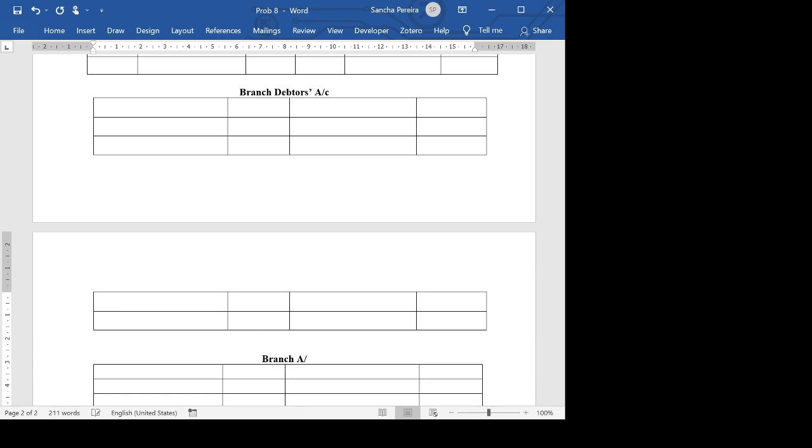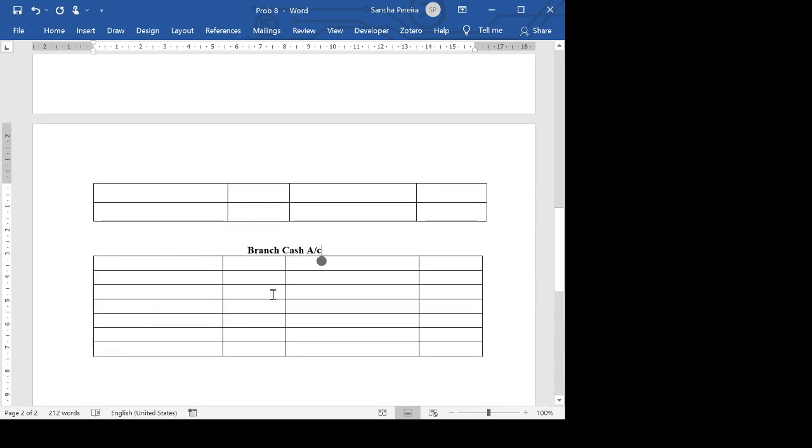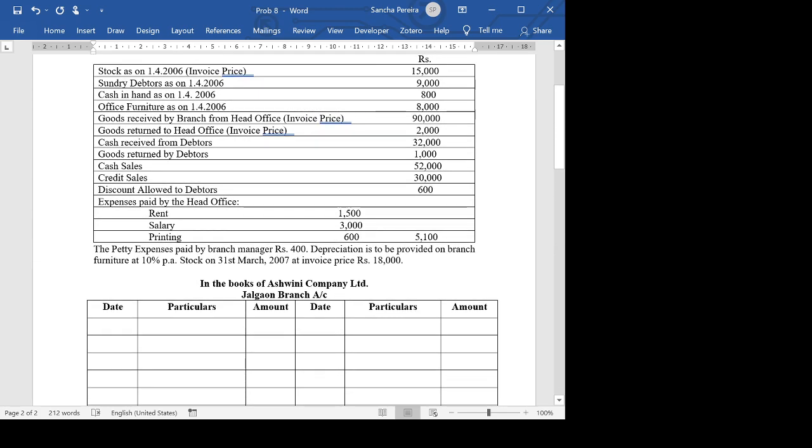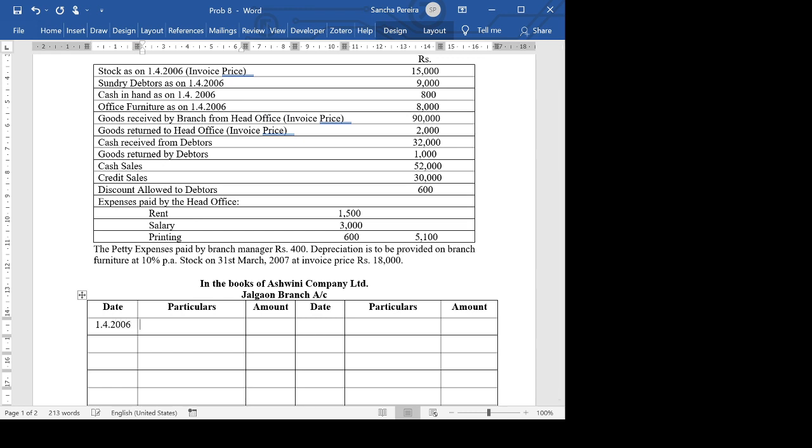Sometimes if there are bank transactions, you will have to prepare the cash account with cash and bank columns. I've done it in one of the previous problems. But here just cash, so there's no bank involved at all. Okay, so let's start. We have the opening balances on 1st April 2006, to balance brought down.